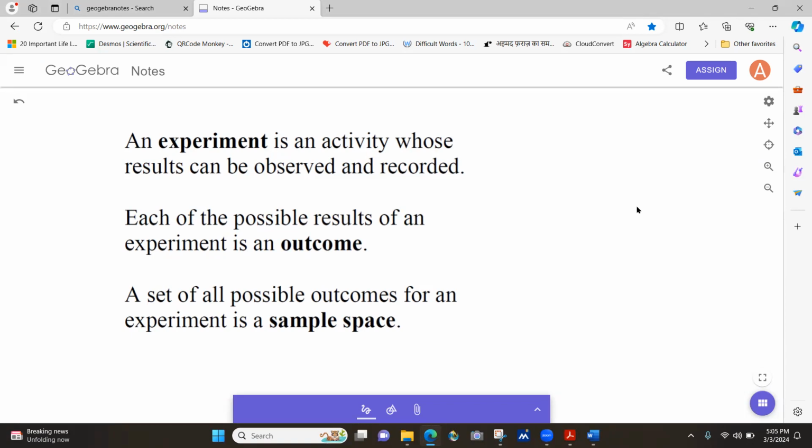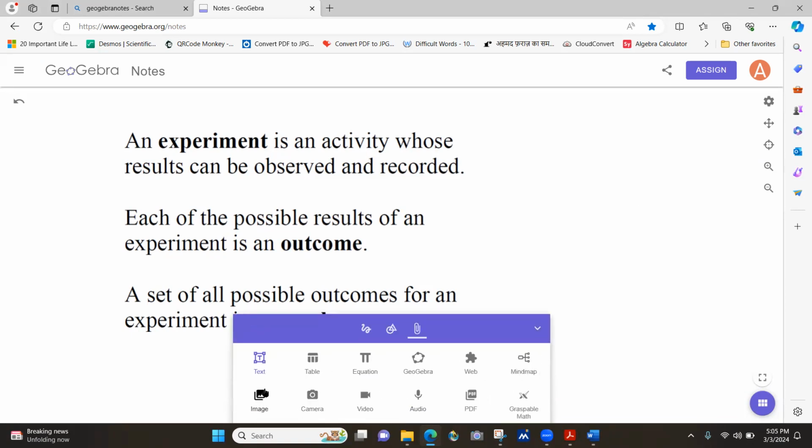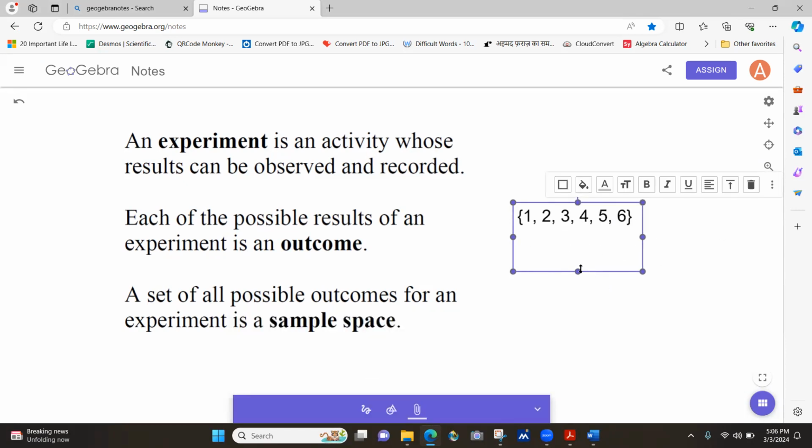Another important term that we will use a lot, sample space. Sample space is the set of all possible outcomes. For instance, if you're rolling a die, regular six-sided die, your sample space is going to be this. This lists all the possible outcomes.